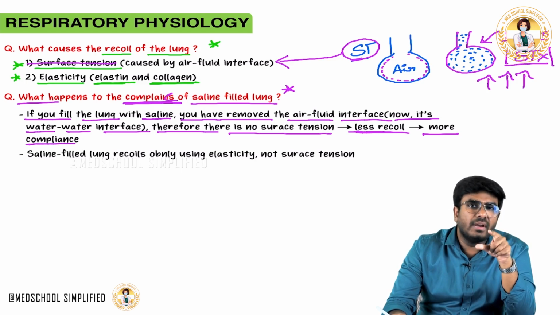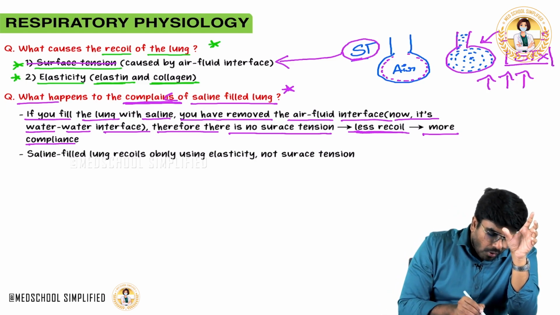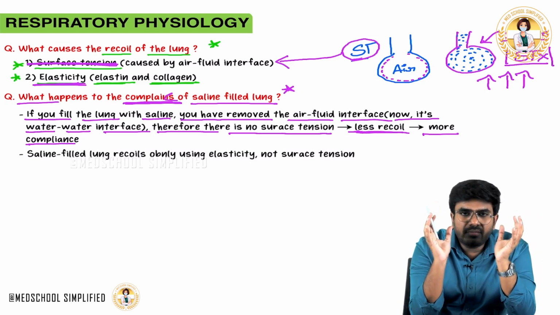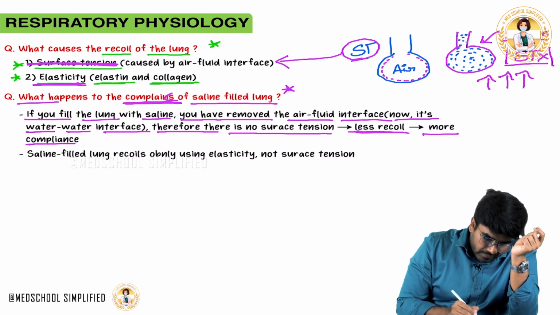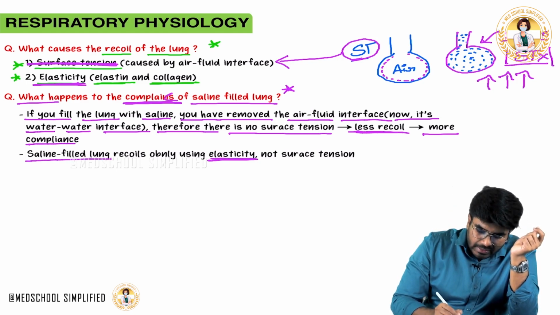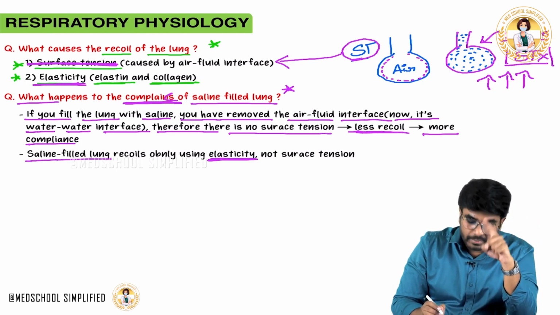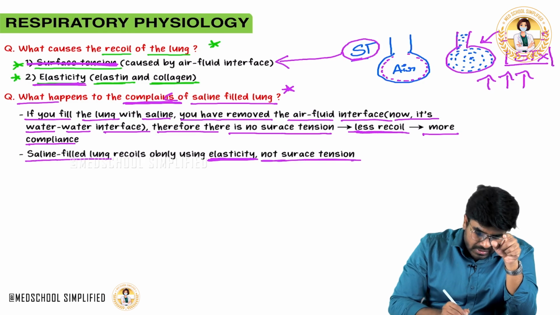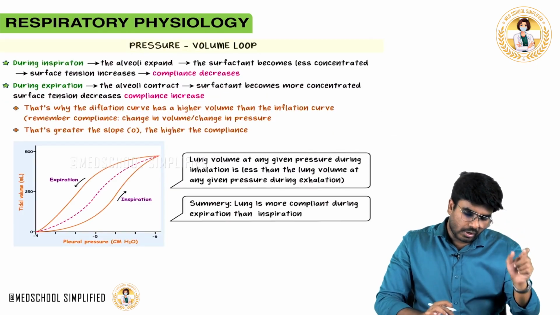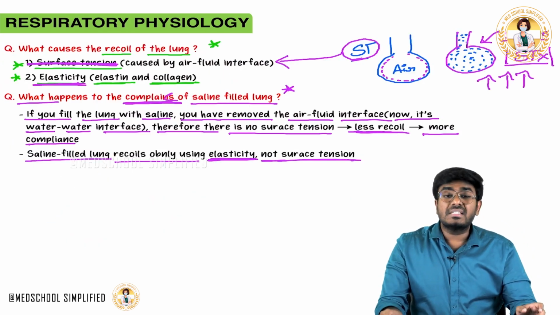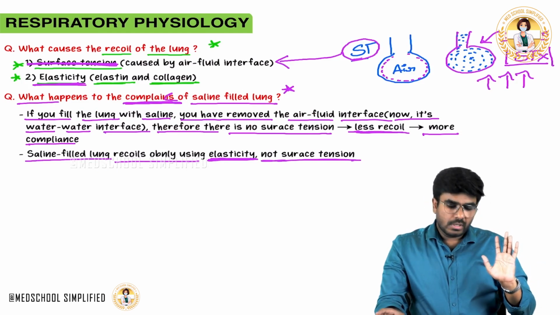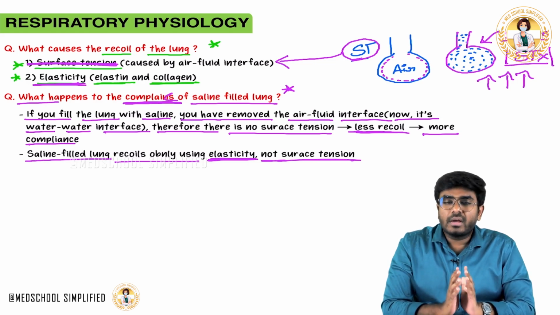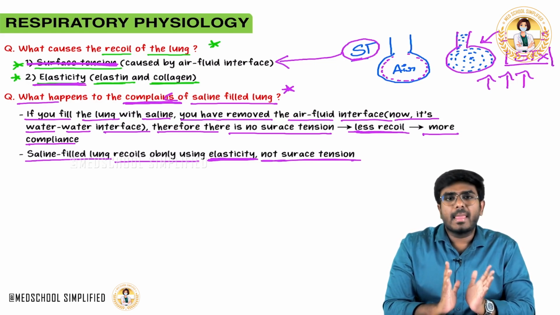Now such a saline filled lung will have only elasticity, not surface tension. So a saline filled lung will undergo recoiling only because of the elasticity due to elastin fibers, not the surface tension. So with this, we have discussed the concept of compliance and elastance.